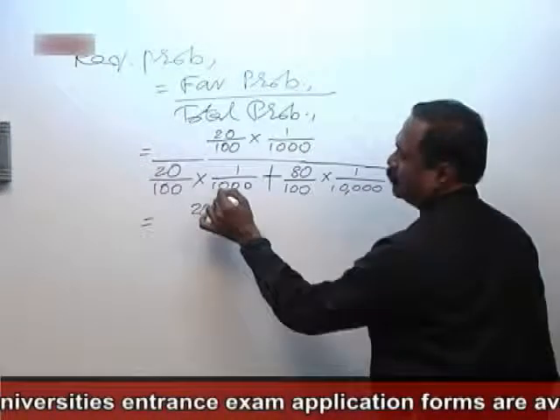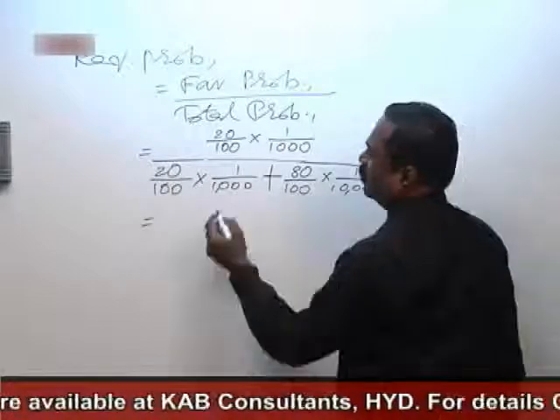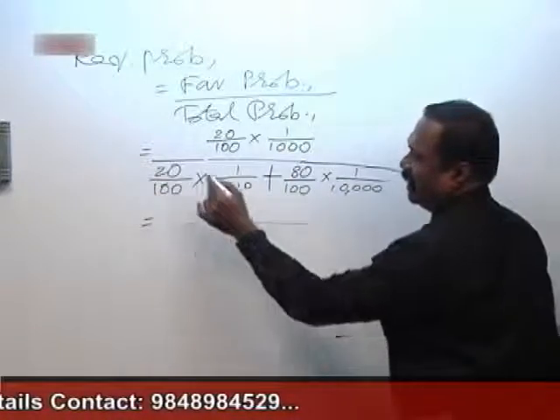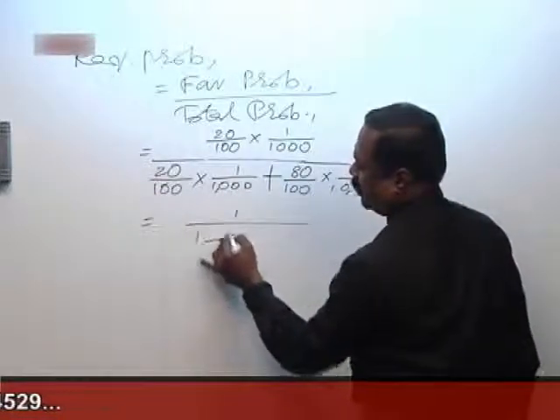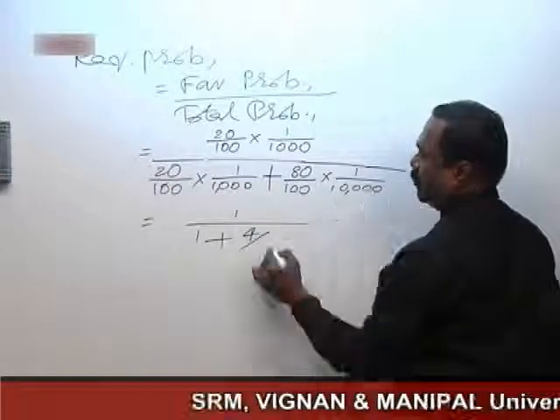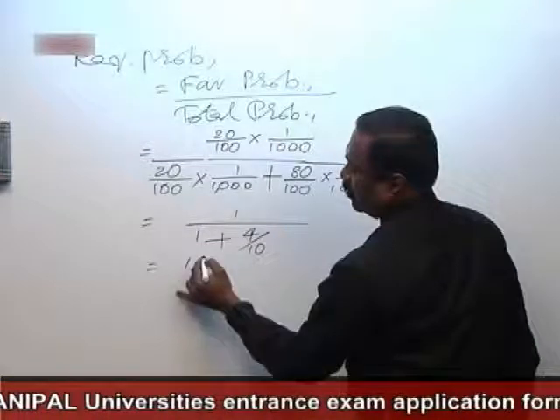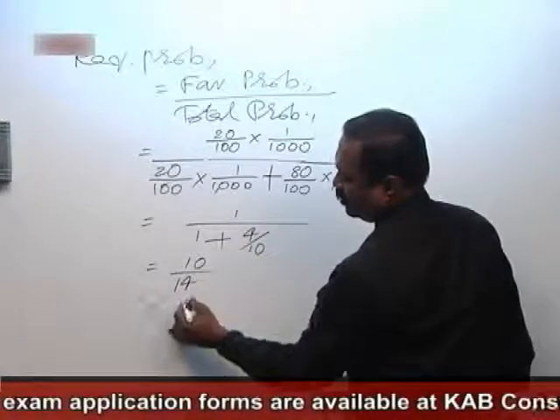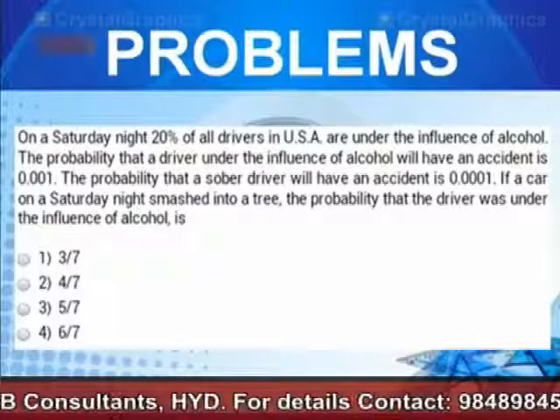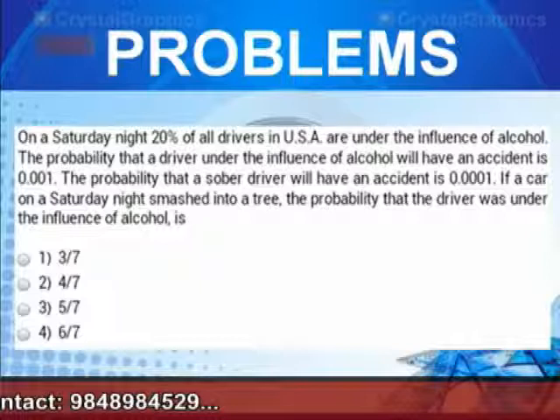Okay. Now, let us simplify this. Let us take this one common, 20 by 100 into 1 by 1000 common, then you will get 1 upon, getting cancelled. This is 1 upon 1 plus 20 taken common, 4 upon, and 1000 taken common, so that is why it is only 10. So what should it be? 10 upon 14. 10 upon 14 is nothing but 5 upon 7. See the options there. It is option 3. Option 3. Okay. Let me explain you again.